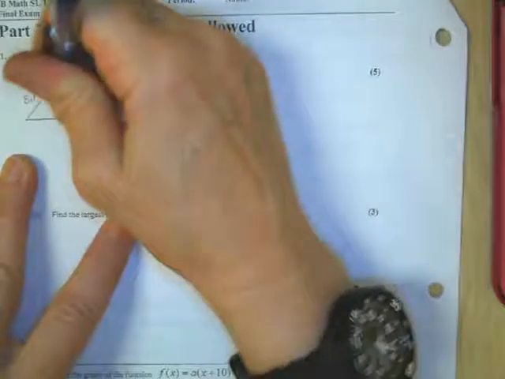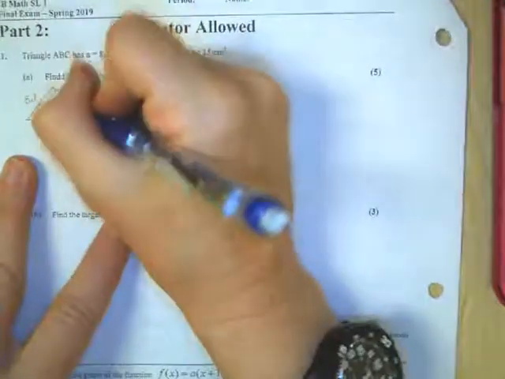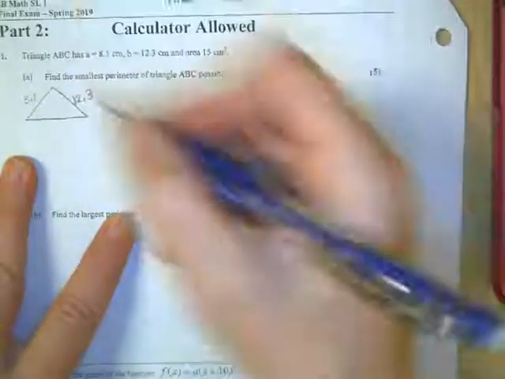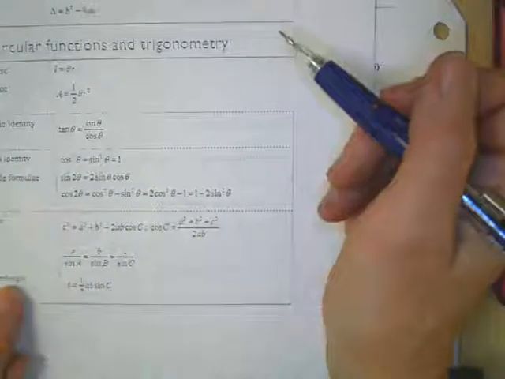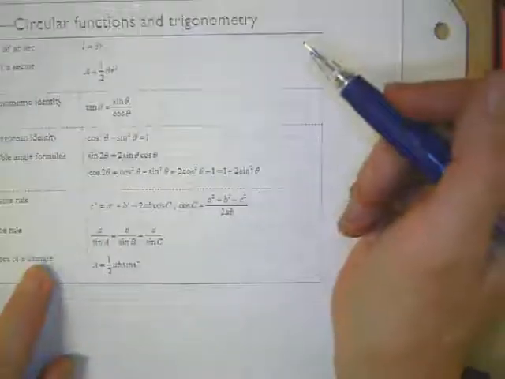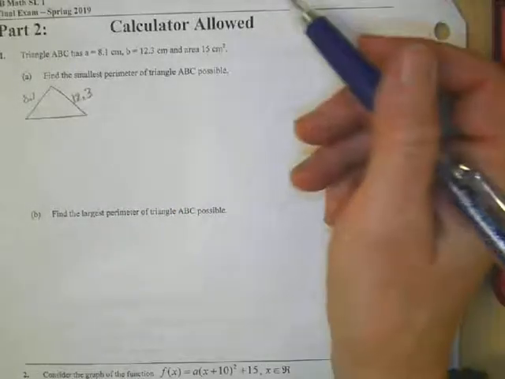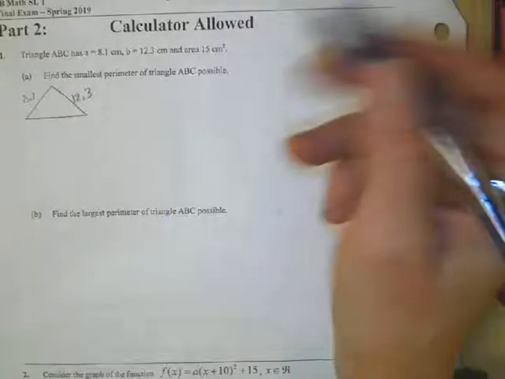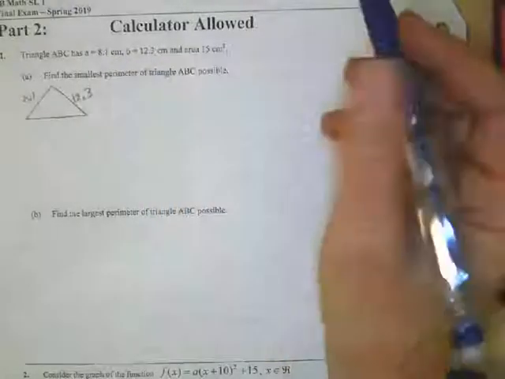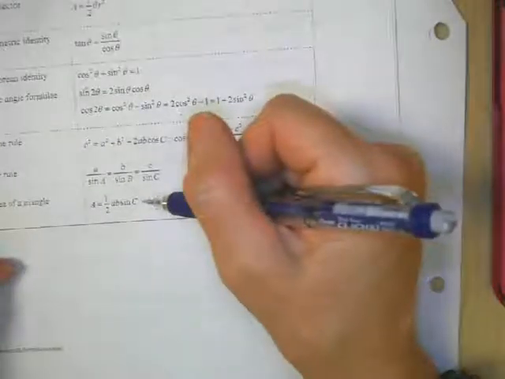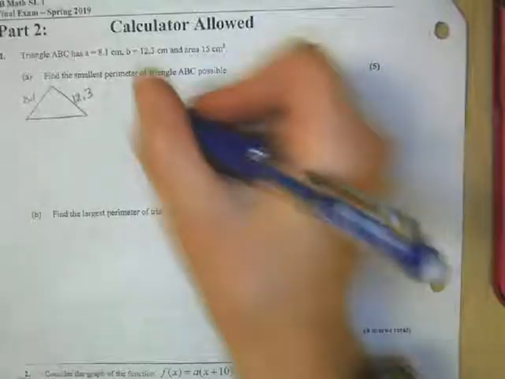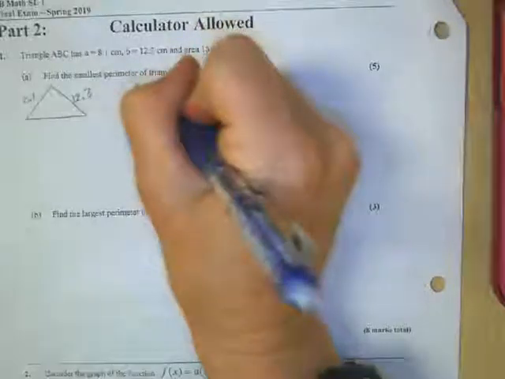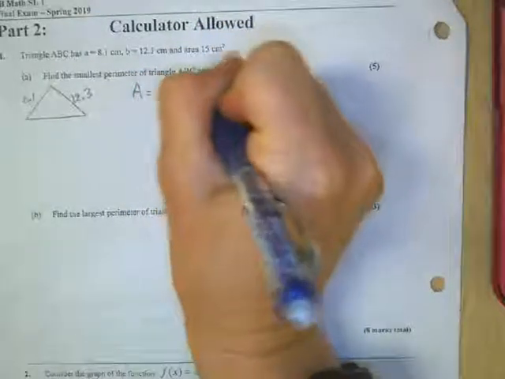Let's clean this up a little bit. 12.3. All right, so what formulas do I have? If I look at my formulas, I have area of a triangle. We know area of a triangle also as 1/2 base times height, but we don't know if it's a right triangle, so we can't say one's the base, one's the height. So instead, we're going to assume it's not a right triangle, and we can use this formula: area is equal to 1/2 AB times sine of angle C.